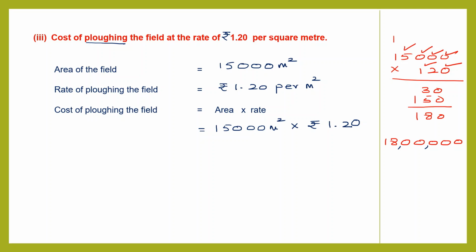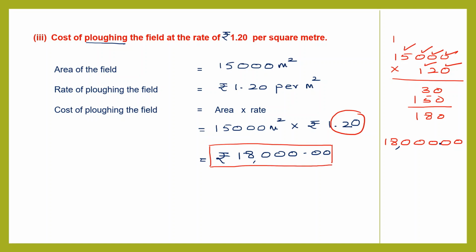Now before you put your commas, before you get your final answer, let's go back to the question and check the number of decimal places in the question. In the question, there are 2 decimal places. So in our answer also, there should be 2 decimal places. That means it comes here. So the cost will be 18,000 rupees. So let's write down our answer here. The cost of ploughing the field we have found now to be 18,000 rupees. So we have found all 3 answers.